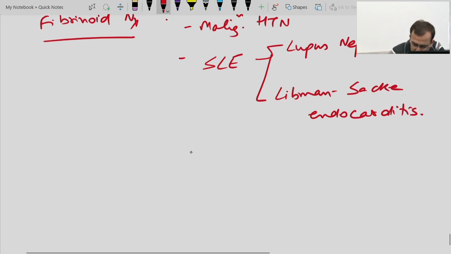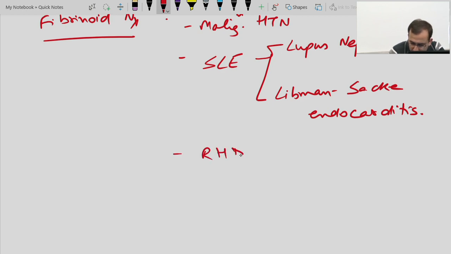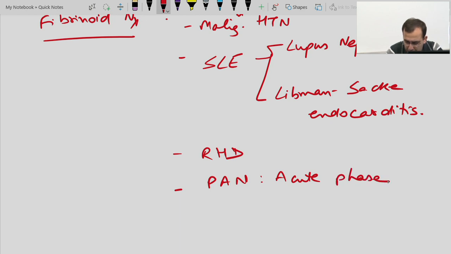Next, RHD, rheumatic heart disease. Next, vasculitis. Which vasculitis? PAN. Polyarteritis nodosa, you know it is a medium vessel vasculitis. It has two phases, an acute phase and a chronic phase. So, which phase of PAN? Acute phase. Why? Because fibrinoid necrosis is a more aggressive entity affecting the acute phase of PAN.